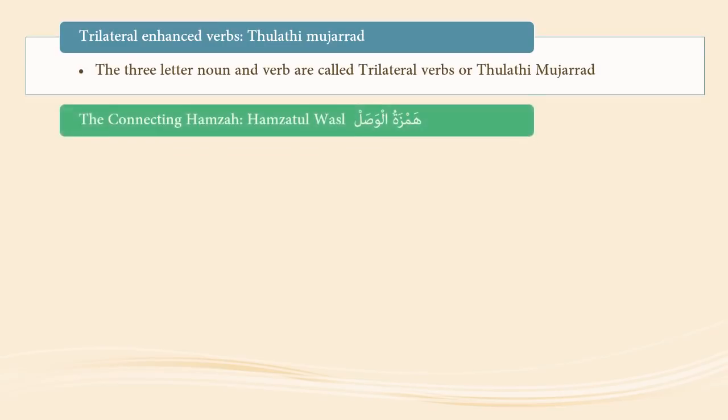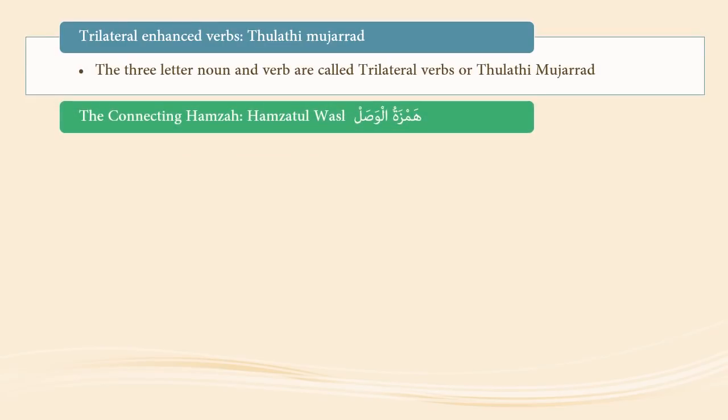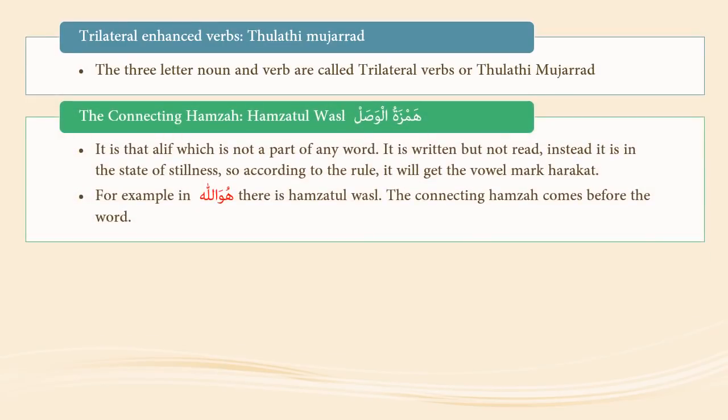The connecting hamza, hamzatul wasal. It is that alif which is not a part of any word. It is written but not read. Instead, it is in the state of stillness. So, according to the rule, it will get the vowel mark, harakat. For example, in huwallah, there is hamzatul wasal. The connecting hamza comes before the word.